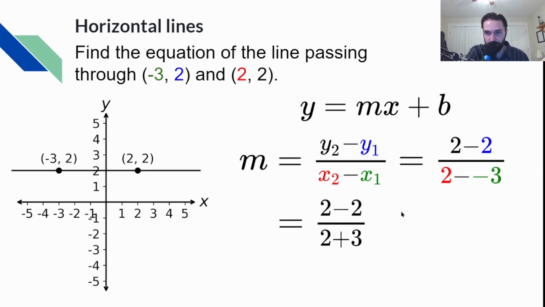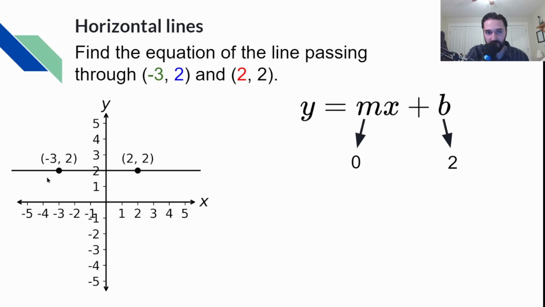So look what happens up top. I have 2 minus 2, which is 0. On the bottom, it's 2 plus 3. So 2 minus 2 over 2 plus 3 is 0 over 5. 0 divided by anything is always just 0. So the slope of this line is 0. In fact, the slope of any horizontal line is 0. So what about b? Well, we can see that this line crosses the y-axis at (0, 2). So b is 2.